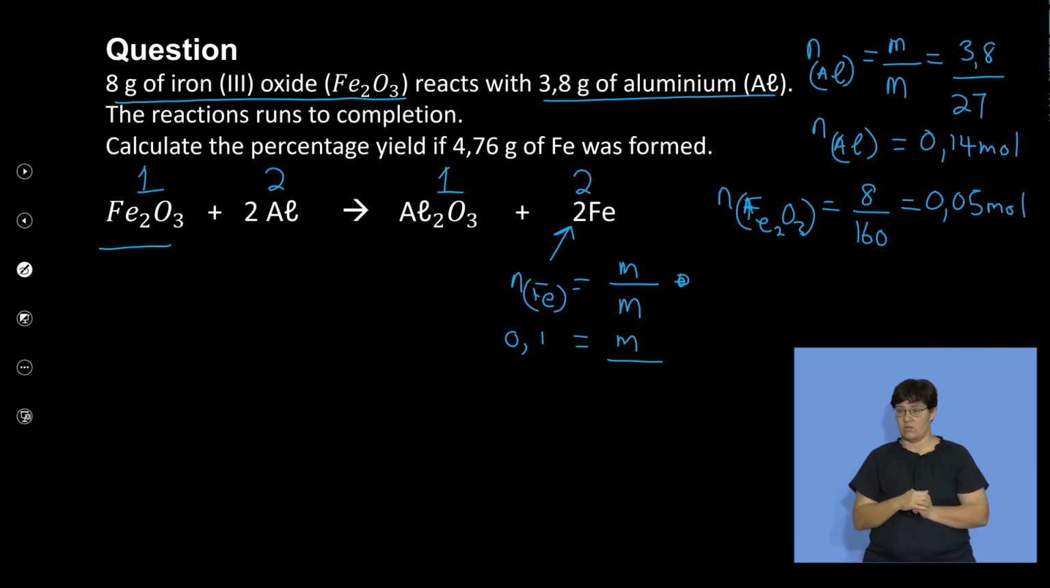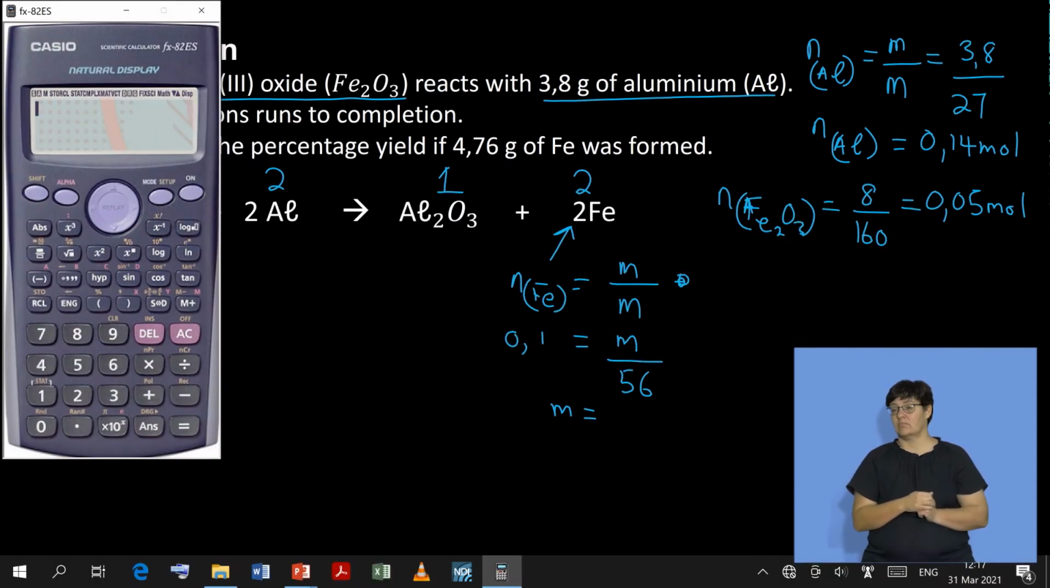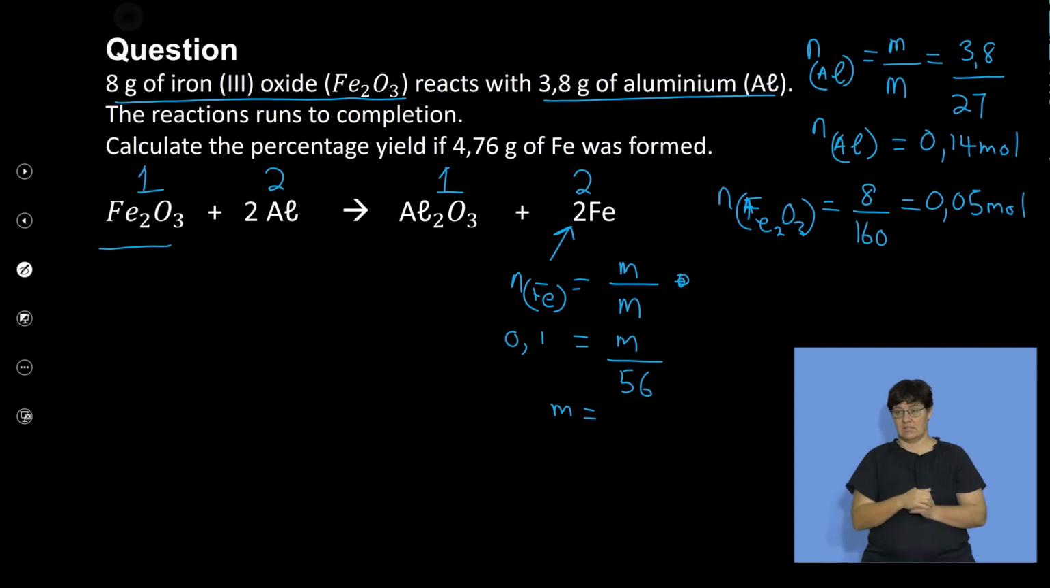What is the molar mass of iron? It's 56, right? So what mass will be produced in this case? We can go to our calculator and say 0.1 multiplied by 56, which is the molar mass. This gives us 5.6. So 5.6 grams theoretically must be produced, right? But we are told instead that 4.76 grams of iron was produced.